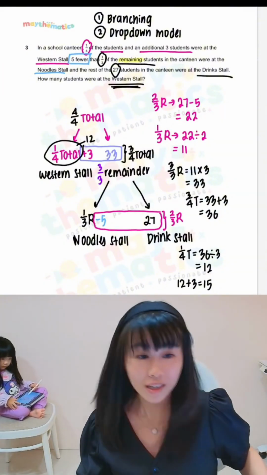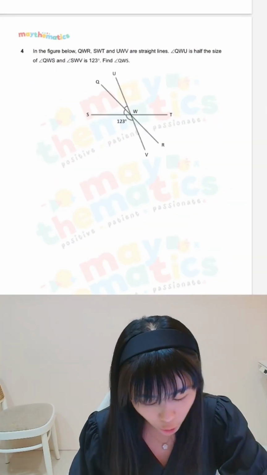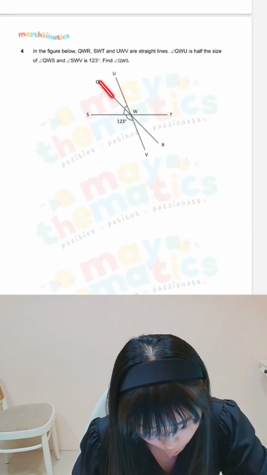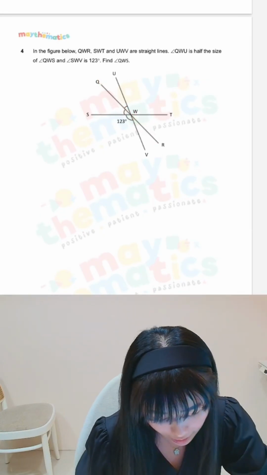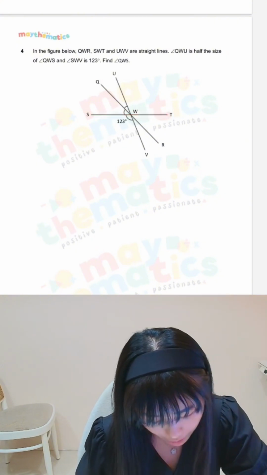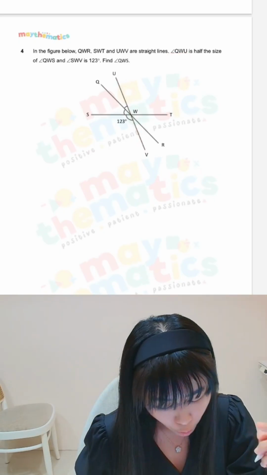In the figure below, we have QWR, which is like that, SWT like that, and UWV, which is like that, straight lines. So we have 3 straight lines. Angle QWU.